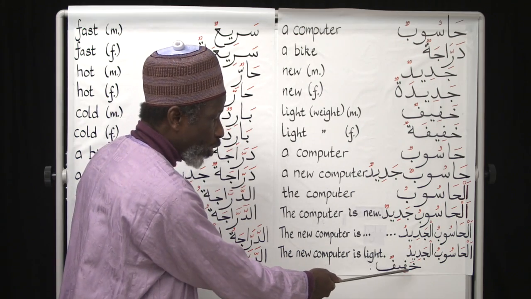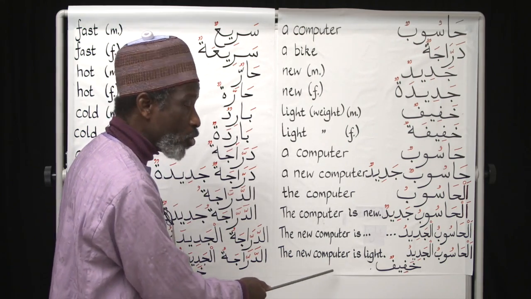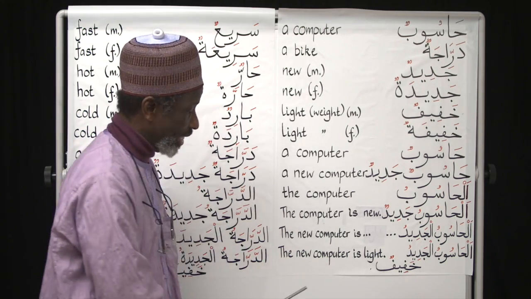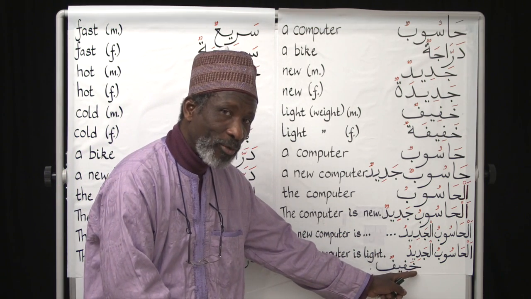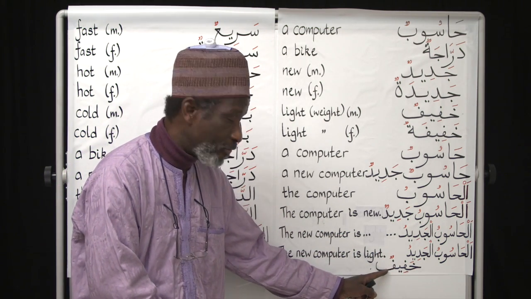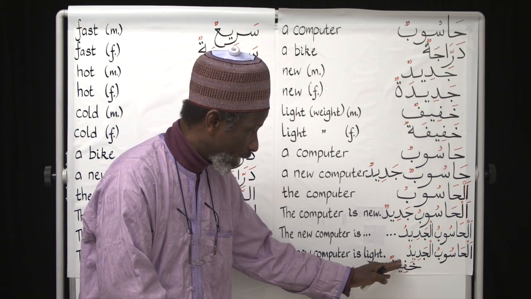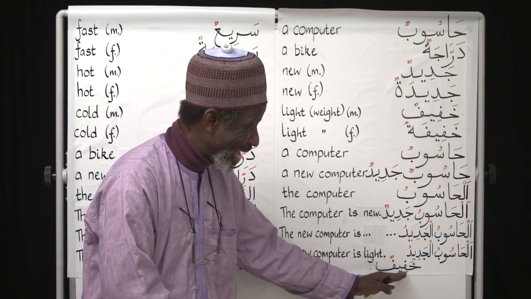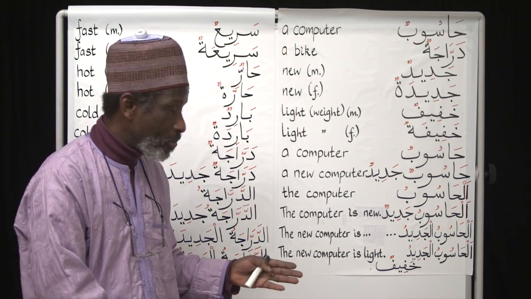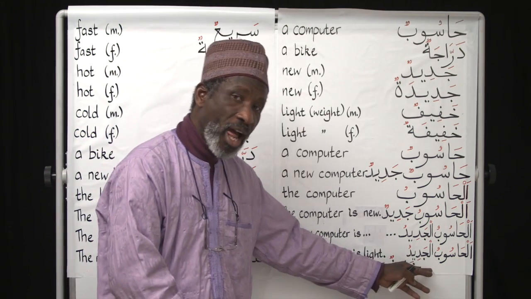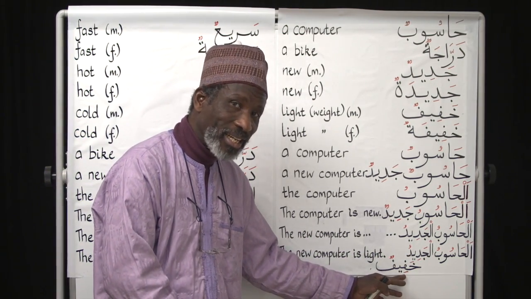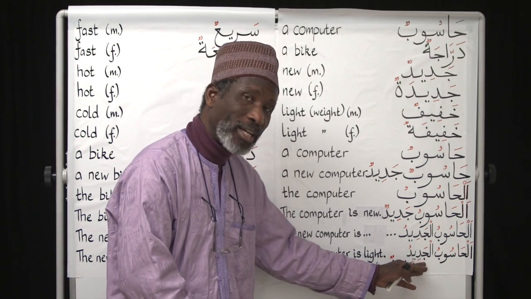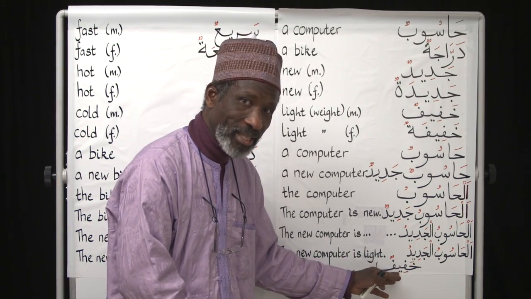Al-hasubu al-jadidu khafifun, the new computer is light. We're achieving "is" by dropping the L. We make this khafifun indefinite. So the computer, the new computer is light. So your literal meaning is the computer, the new, a light. So the new computer is light.